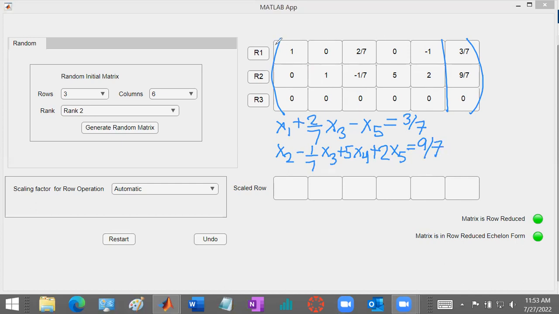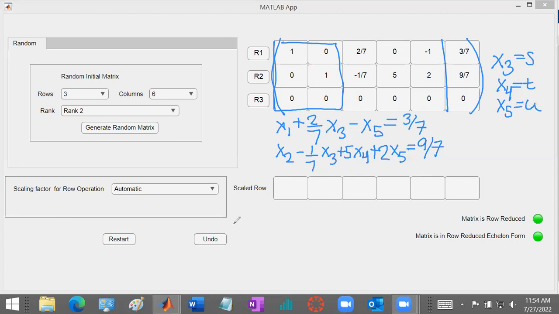So what we have is these pivot columns correspond to the variables x1 and x2 that we're going to solve for. And the non-pivot columns here are going to be the free variables. So x3, x4, and x5. So let's say x3 we'll call S, x4 we'll call T, and x5 we'll call U.